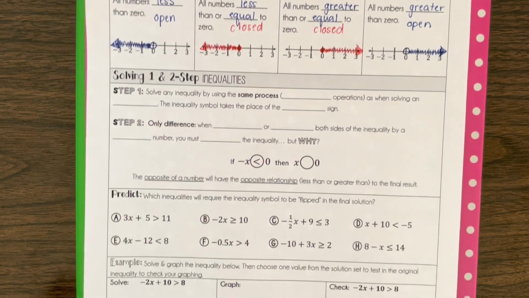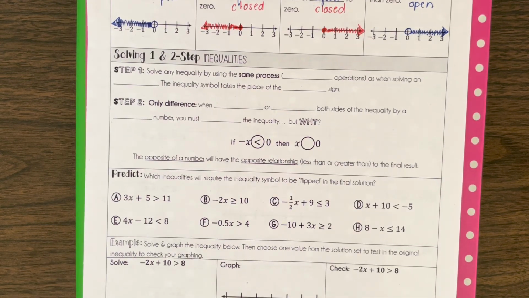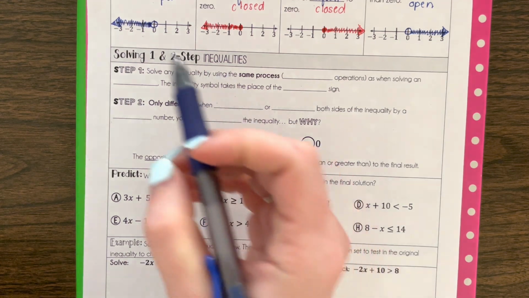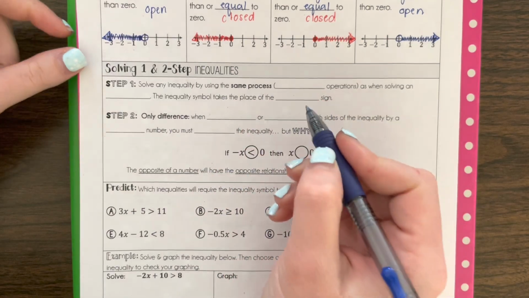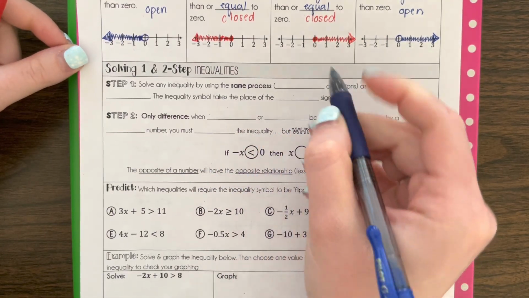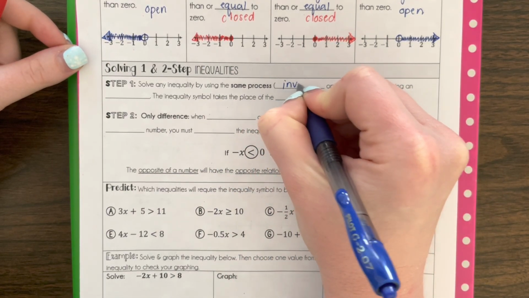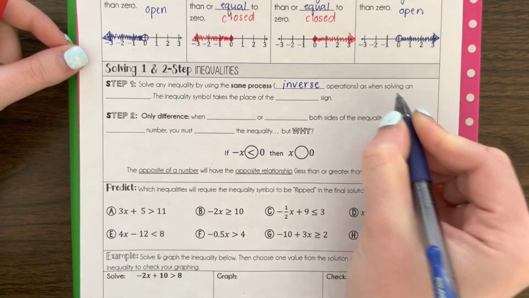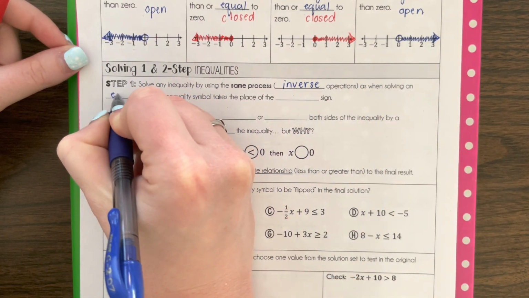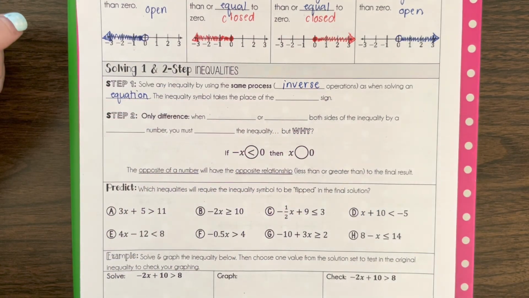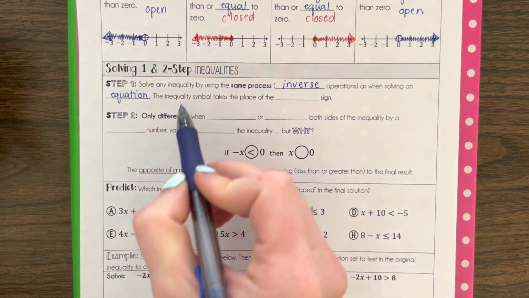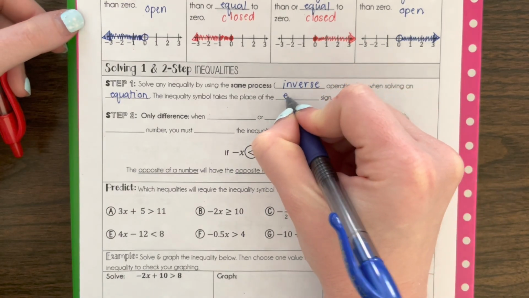Okay. So now let's talk about actually solving one and two-step inequalities. Step number 1, we're going to solve an inequality by using the same process, inverse operations, as when we were solving an equation. So you guys actually already know how to do this because you already know how to solve a two-step equation. So it's the same exact thing, except that we have an inequality symbol that takes the place of the equal sign.